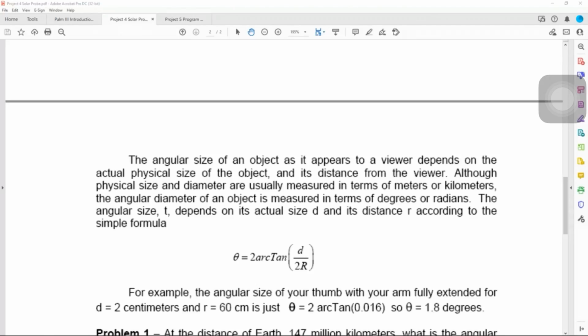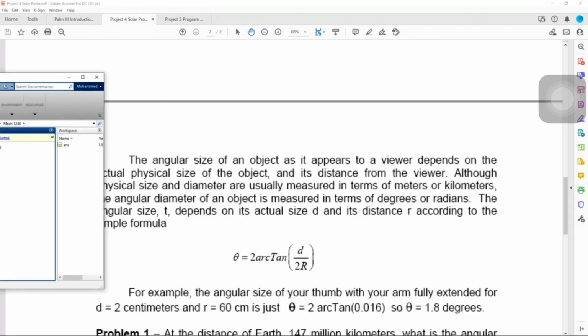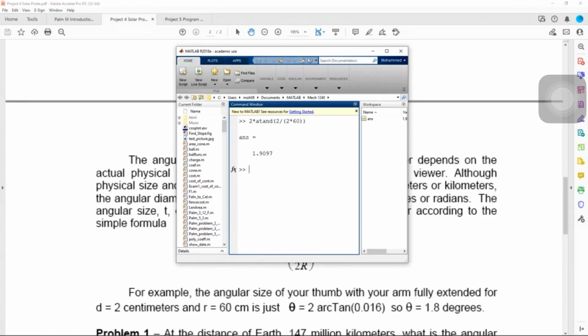Yes, where are you? I know. You use the calculator, right? So I'm just showing you. This is the arctangent, in degrees because I want degrees. 2 times, right? This is the size of the object, which is 2 centimeters. Supposedly, if the thumb is 2 centimeters, it's really half a thumb, right? And then divided by 2 times r. I had to put them in parentheses because I want to divide by the whole thing. By 2 times 60. I could have put 120, but I just let MATLAB do the job for me.